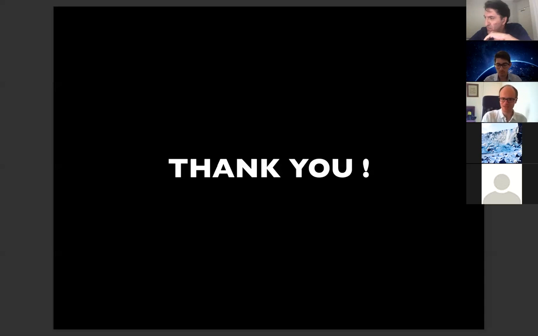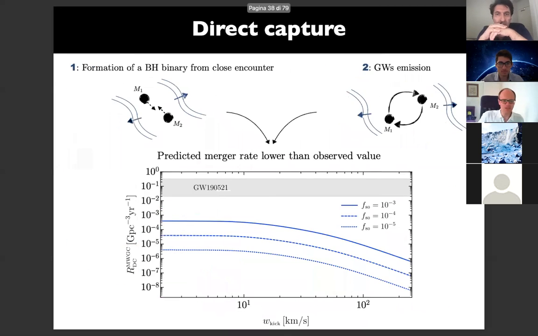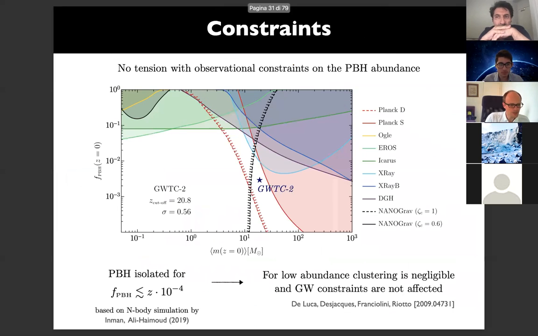Further questions? Could you go to the plot with the constraints? Yes, the one you showed where you... This one? Yeah, this one. So I'm not working on primordial black holes, I'm just interested. What future experiments would constrain that parameter space more?